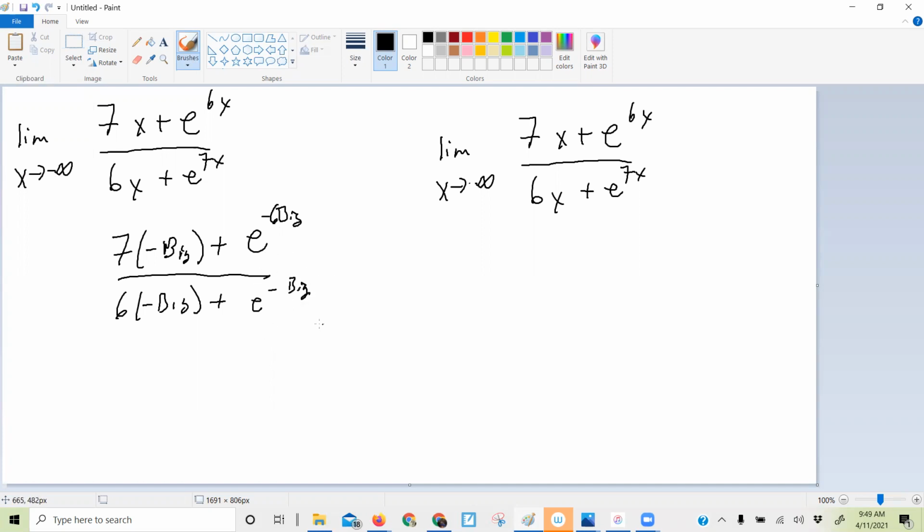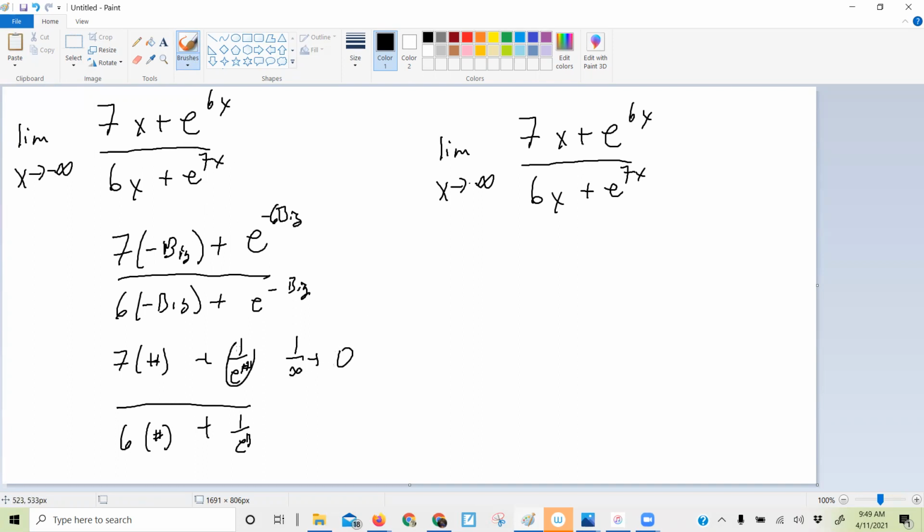So e raised to a negative number means you can take the reciprocal. I'm going to have 7 times that big negative number plus 1 over e to that number, no longer negative. The same thing goes for the denominator, 6 times that negative number plus 1 over e to some big number. As that value gets very large, this becomes 1 over infinity, which goes to 0. It's not an indeterminate form, it's 1 over a big number, and that goes to 0.